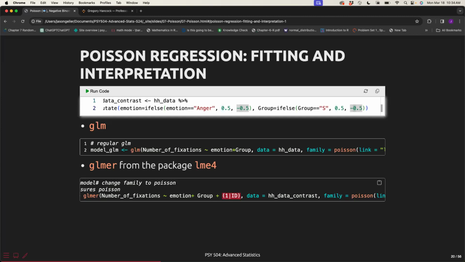Yeah, random slope for what variable? Yep. So if we add a random slope for emotion here, then that would make this a maximal model. But we're not running a maximal model here. We're just going to put in a random intercept model to account for those correlated observations.